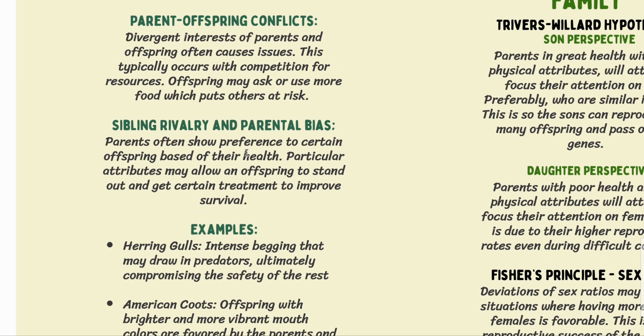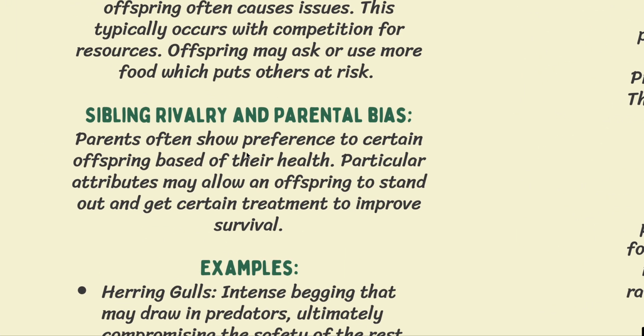And then back up, we have sibling rivalry and parental bias. Parents often show preference to certain offspring based off their health. Particular attributes may allow an offspring to stand out and get certain treatment to improve survival.